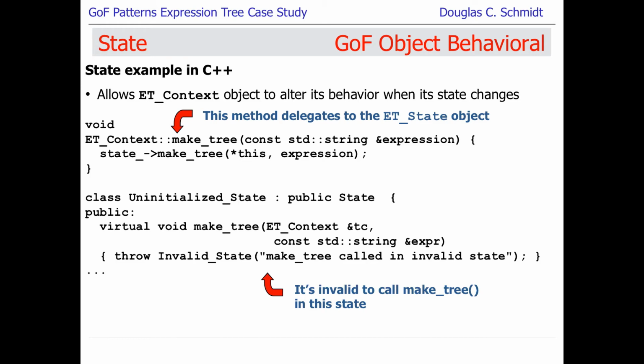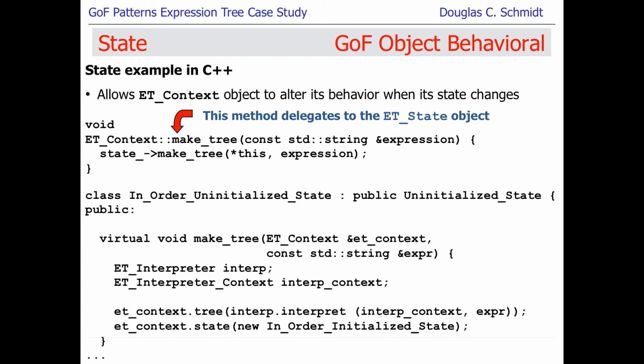Now, if you're in the uninitialized state, in other words, you haven't typed the format command yet, and you try to call the make tree method in the uninitialized state, an exception is going to be thrown, because that's just an invalid operation. However, if you type format, then you transition to a different state. And now if you call make tree, the right thing happens. The interpreter gets called in order to interpret the input. So the point here is that the context object is keeping track of the history of the operations that have been run, and it's adjusting the state pointer to point to the right subclass depending on what state you're in.